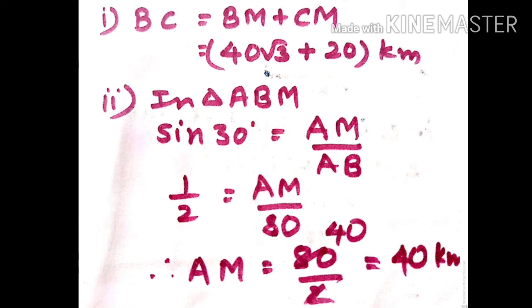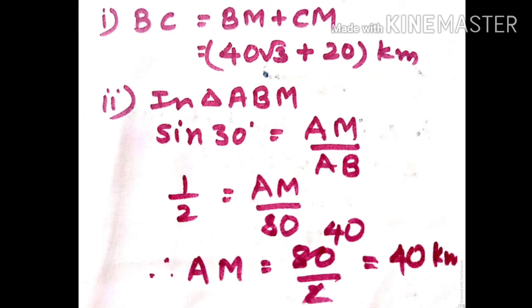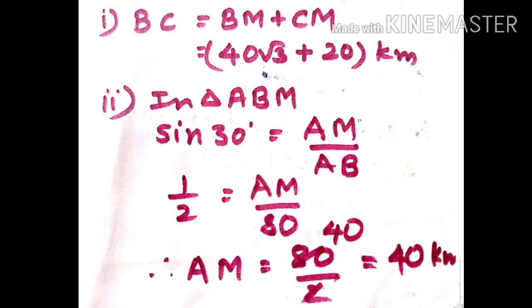For that, again in triangle ABM, I am taking sine 30 degrees. It is not necessary; you can choose cos 60 degrees also, that will be the same. But here I used sine 30 degrees in the triangle. So sine again means AM upon AB, opposite upon hypotenuse, and the sine 30 degree value is 1 by 2.